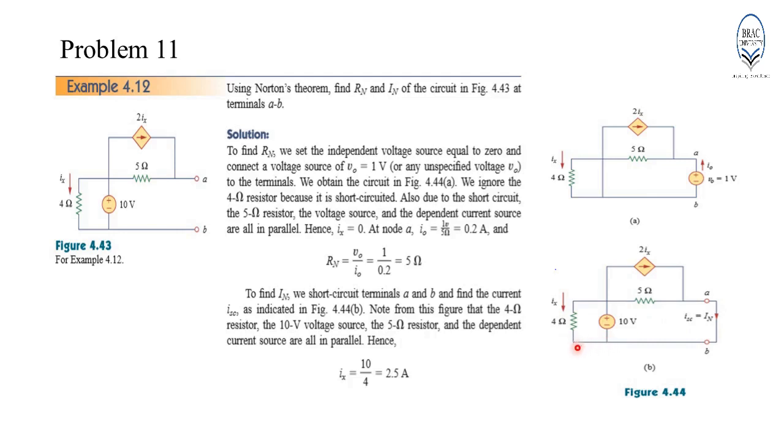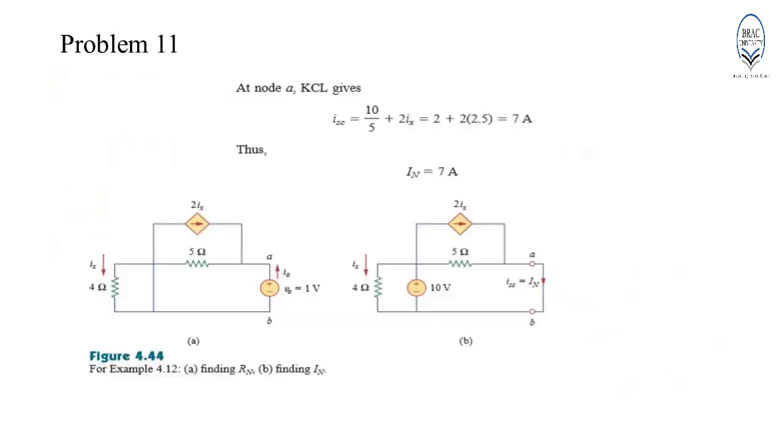Note from this figure that the 4 ohm resistor and the 10 volt source, and the 5 ohm resistor and the dependent source, are in parallel. Hence, Ix will be equal to 10 by 4, which is 2.5 ampere. At node A, KCL gives I short circuit, which is equal to 10 by 5 plus 2Ix, that is 7 ampere. So IN is basically equal to 7 ampere.